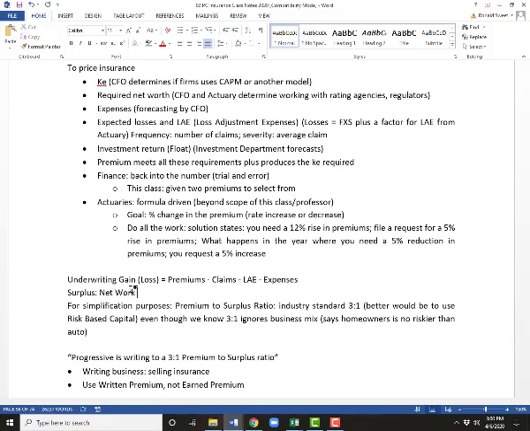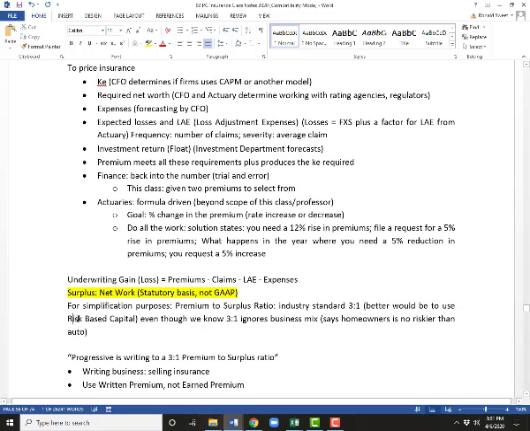It's on a statutory basis. We'll talk about that later. It's not a GAAP basis. So that's what we mean by surplus. Surplus ratio is another way of saying capital ratio. But here we're going to say for every $3 you have in premiums, you have $1 in net worth.